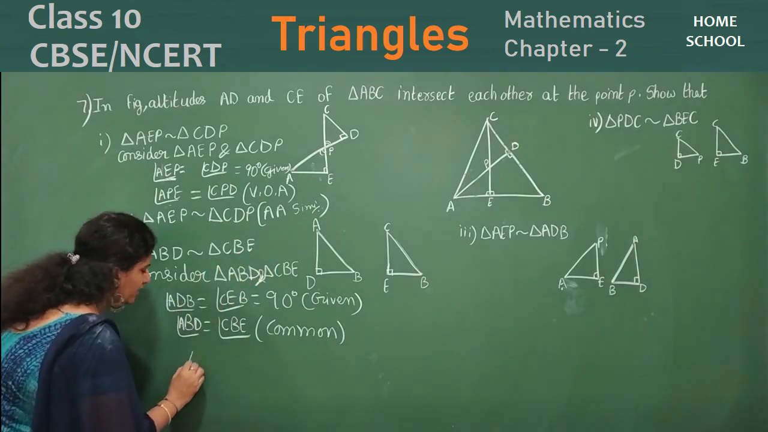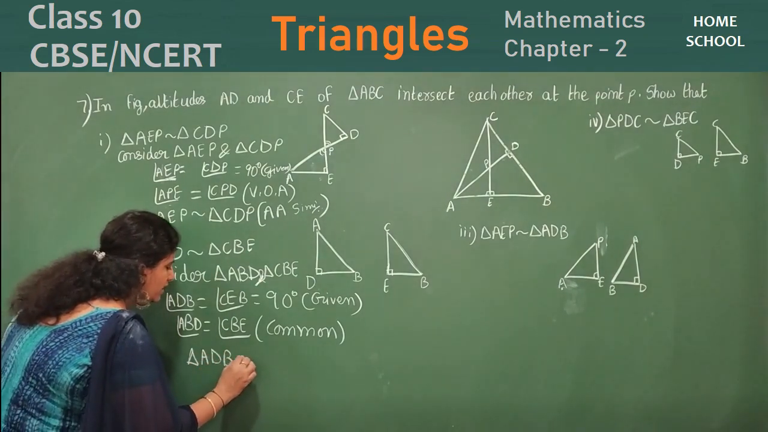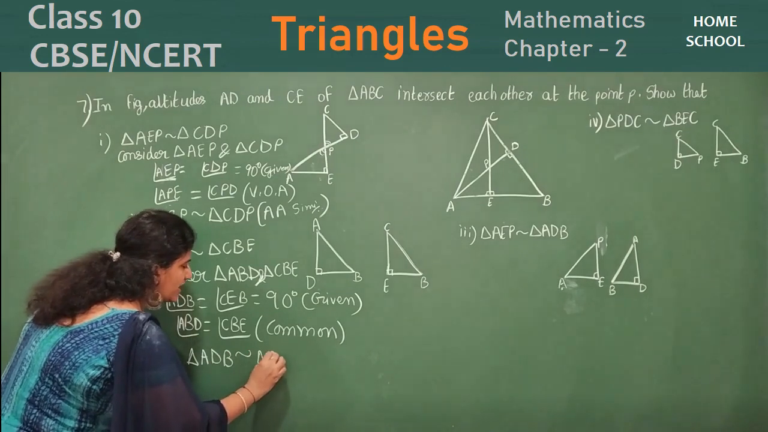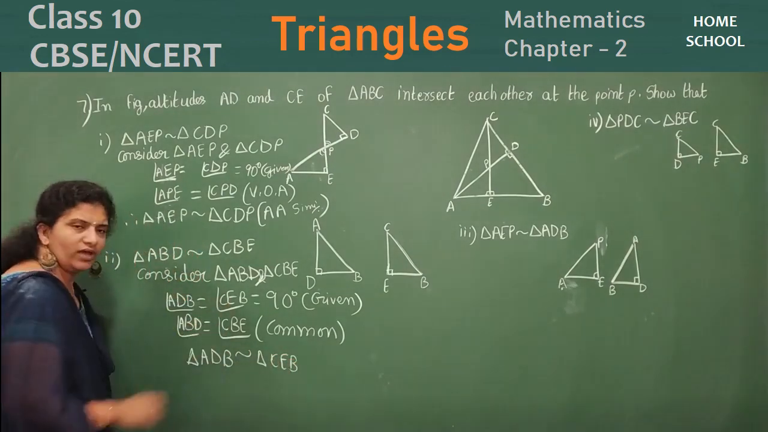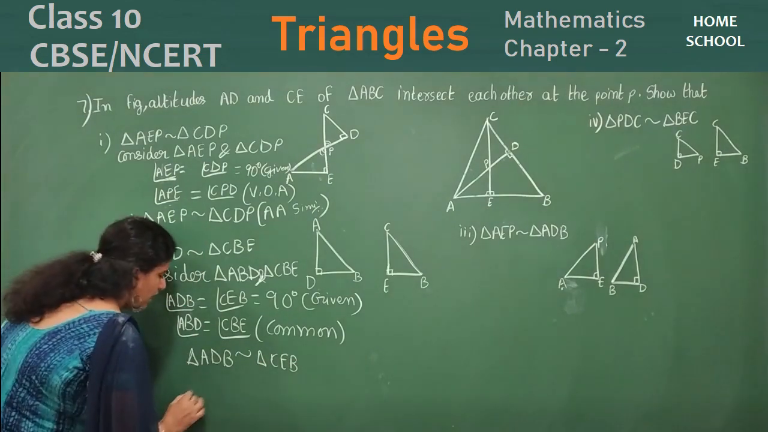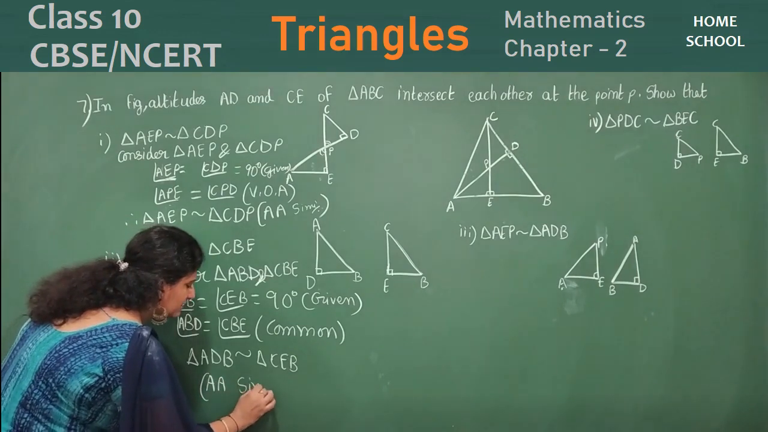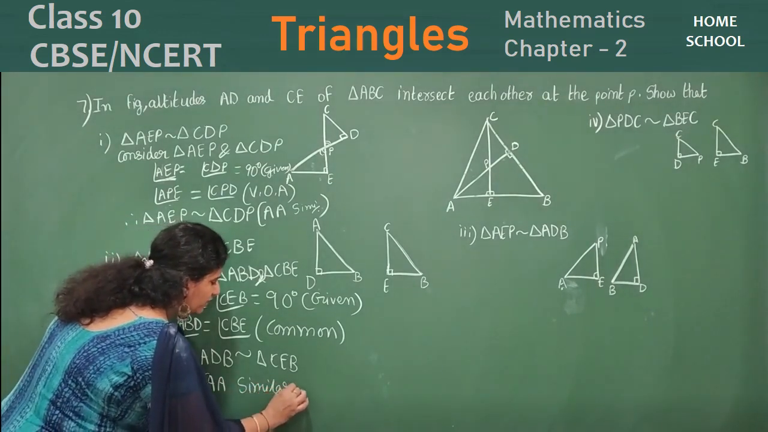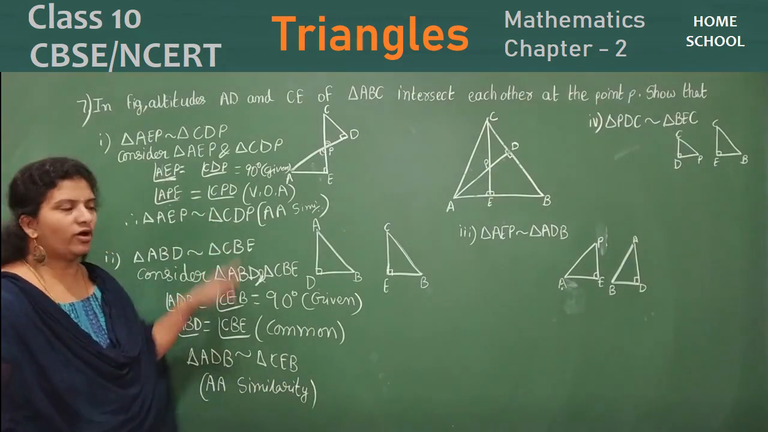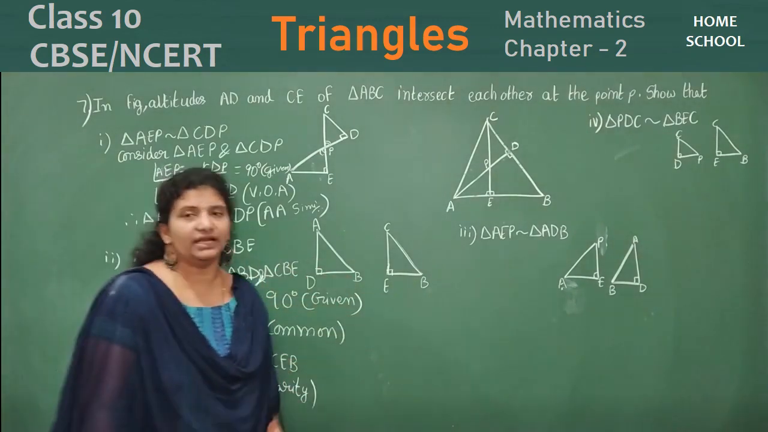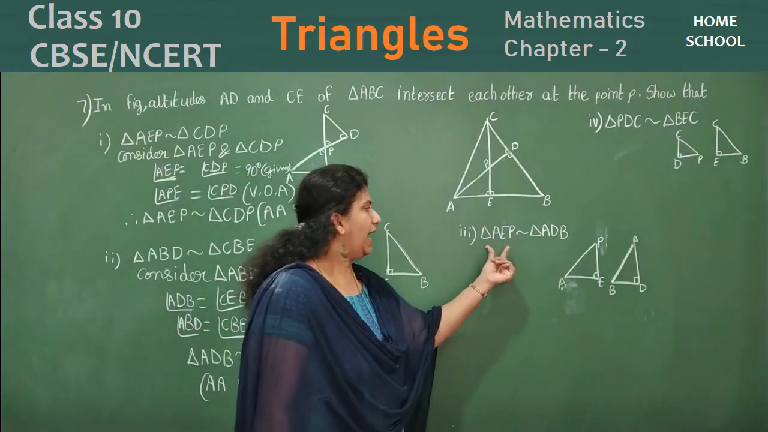So let's write here. Triangle ADB is similar to triangle CEB or BEC. Anything you can write, no problem. How are we saying this? By angle similarity criteria. Right? Two problems were completed. Similarly, third and fourth also we are going to complete. So see the third problem.